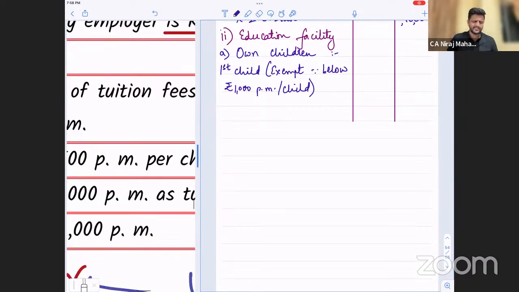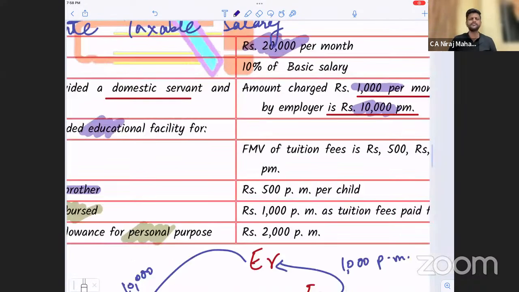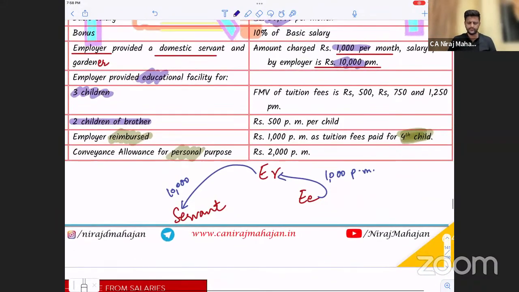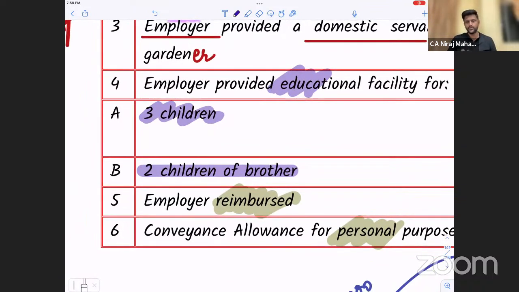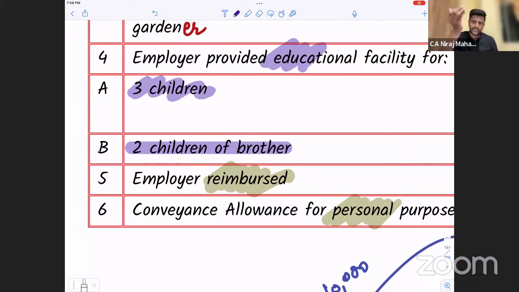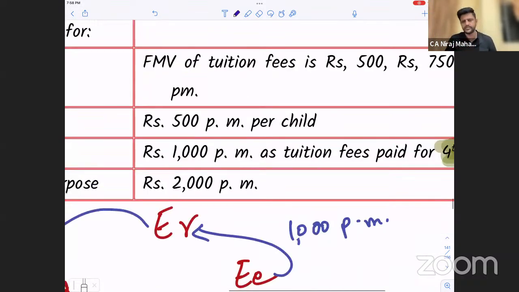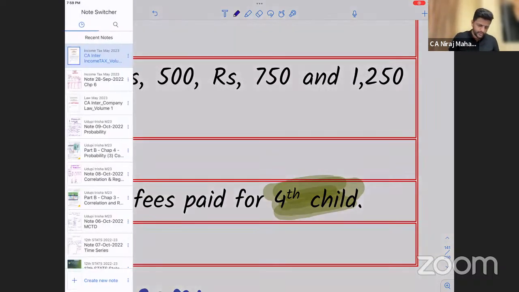No, it is fair market value. See, tuition fees means school fees only. Tuition means what? Similar. Fair market value, okay? The facility is provided by the employer. Don't think of private tuition. He is going to the employer's school only. The fair market value of such education is rupees 500 per month of that child. Okay. Next one, what about second child? Same, exempt. Very good, children. Very nice.